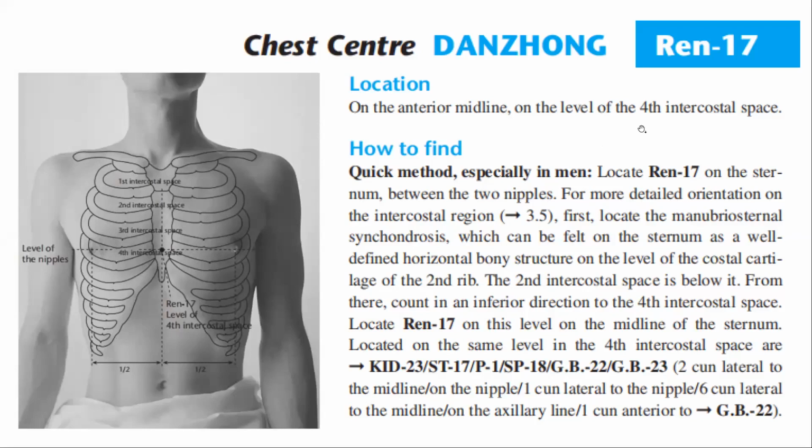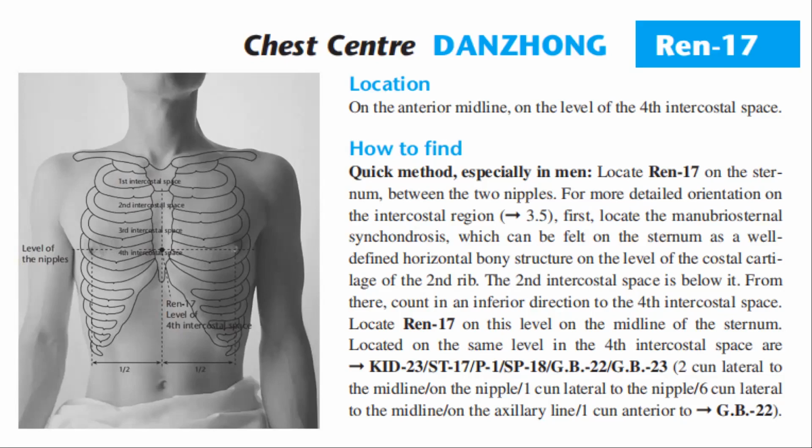For more detailed orientation on the intercostal region, first locate the manubriosternal synchondrosis, which can be felt on the sternum as a well-defined horizontal bony structure on the level of the costal cartilage of the second rib. The second intercostal space is below it. From there, count in an inferior direction to the fourth intercostal space to locate Ren 17 on this level on the midline of the sternum.